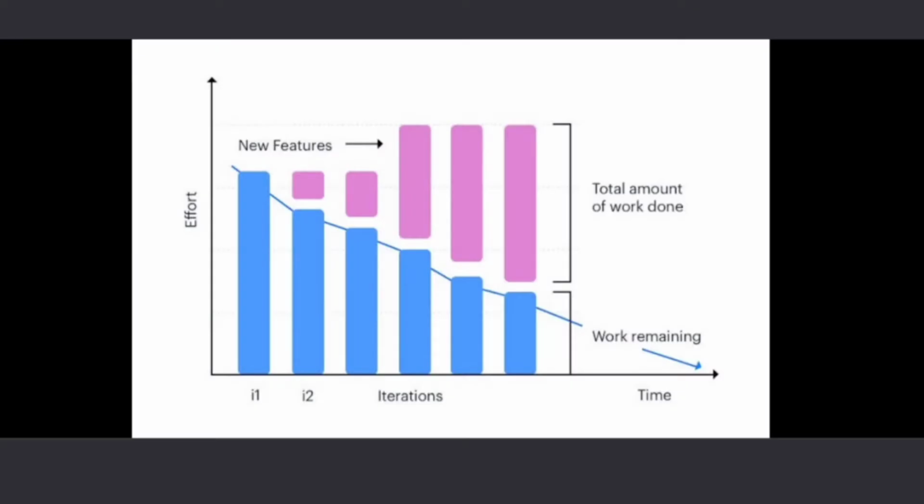Burn down. A burn down chart is a visual representation of the amount of work that still needs to be completed. A burn down chart has a y-axis that shows work and an x-axis that shows time. Ideally, the chart illustrates a downward trend as the amount of work still left to do burns down to zero over time.